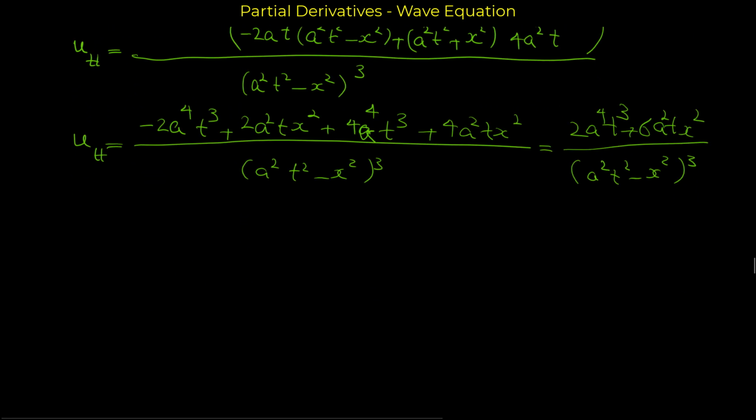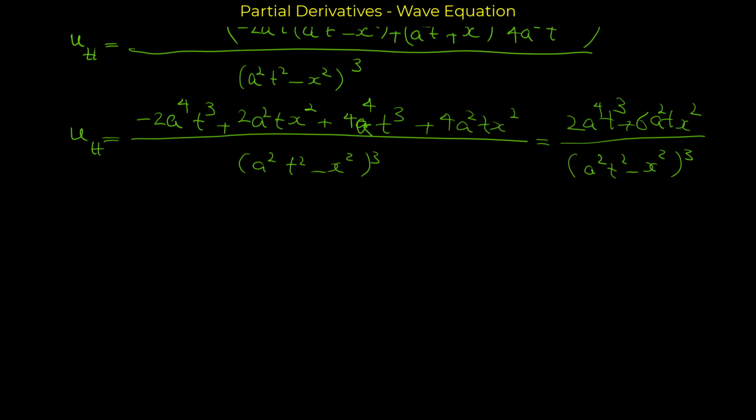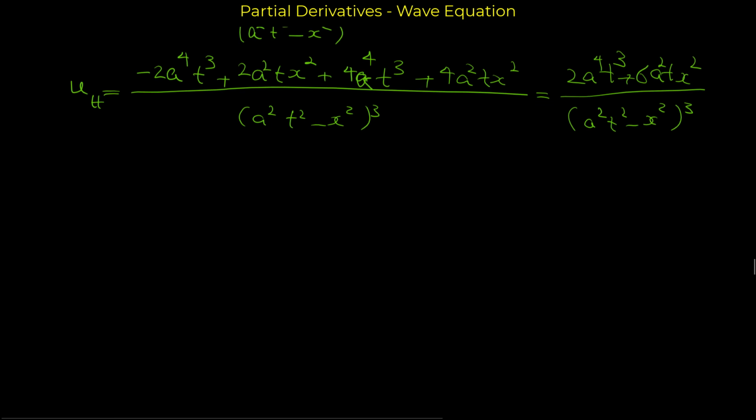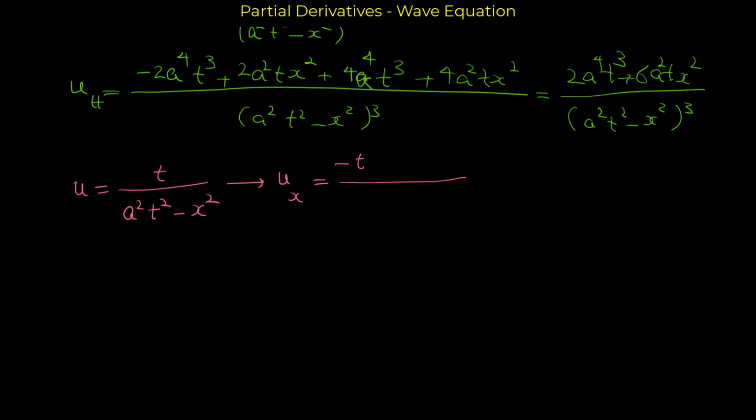Now we have to find the second partial derivative of u with respect to x. What was u? If you remember, u was t over a^2t^2 minus x^2. We have to find the partial derivative of u with respect to x. We use the quotient rule. The derivative of the top with respect to x is 0. 0 times the bottom is 0, minus, leave the t, and find the derivative of the bottom with respect to x, which is only negative 2x, because the derivative of this with respect to x would be 0.